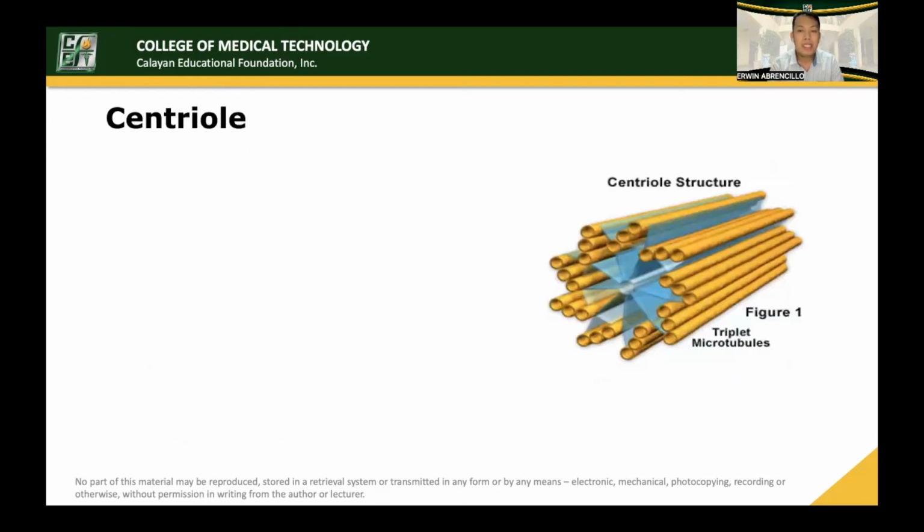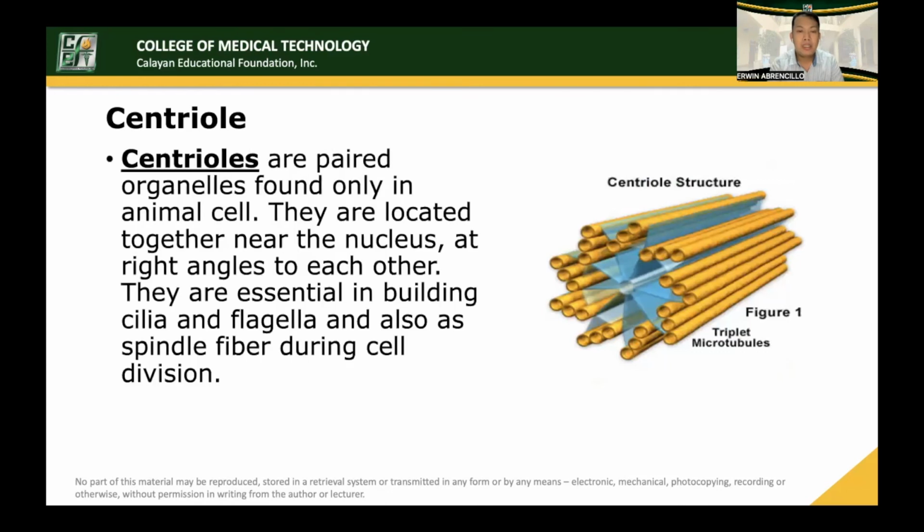So the last one is centriole. Centrioles are paired organelles found only in animal cells. This is used in the formation of the spindle fiber during cell division. They are located together near the nucleus at right angles to each other.